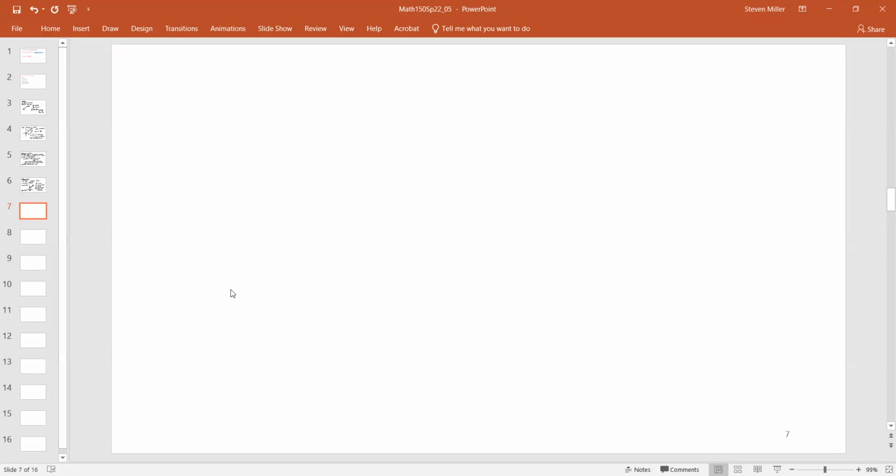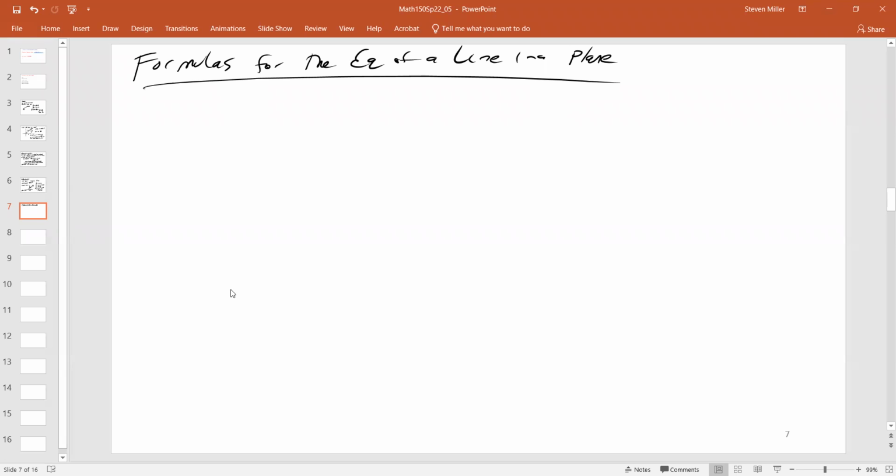Okay. How many different ways do you know to write down the equation of a line in the plane? So, formulas for the equation of a line in a plane. How many different ways do we know to write down the equation of a line in a plane? I can think of 3. Anybody remember any formulas for equation? Yes.